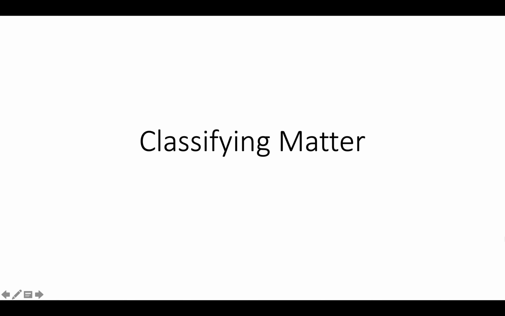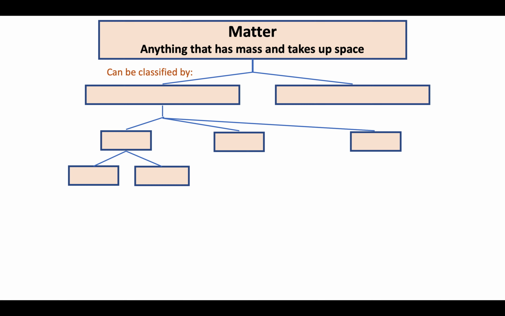As chemists, we usually focus our studies on matter, so let's take a moment to define what matter actually is. Matter is anything that has mass and takes up space, and it can be classified in two different ways. It can be classified by either state or composition.